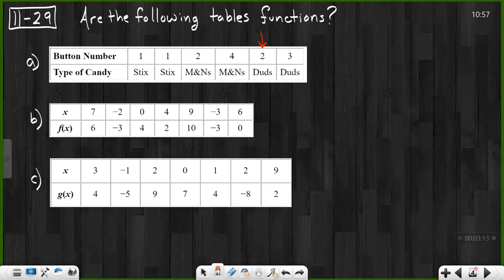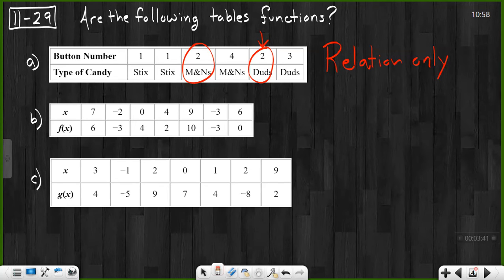But then I pressed 2 a second time and we ran into an issue. The first time I got M&Ms, the second time I got duds. That is not consistent. Every time I press an input, I should get the same output if it's a function. So we found that this is not a function, it is a relation only. And that's what we refer to it as. You could say not a function, but most of the time the options will be: is it a function only? Is it a relation only?